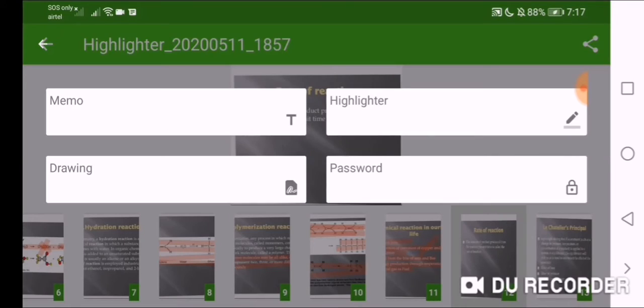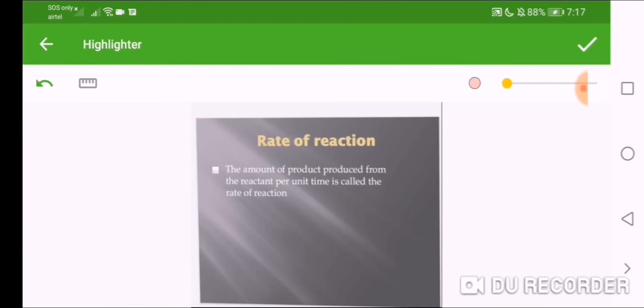The next slide is about rate of reaction. The amount of product produced from the reaction per unit time is called rate of reaction.